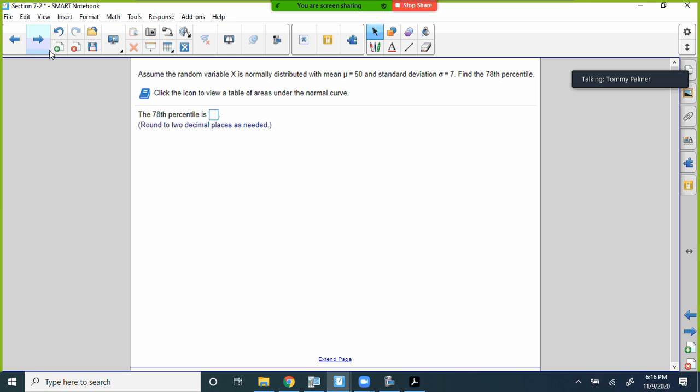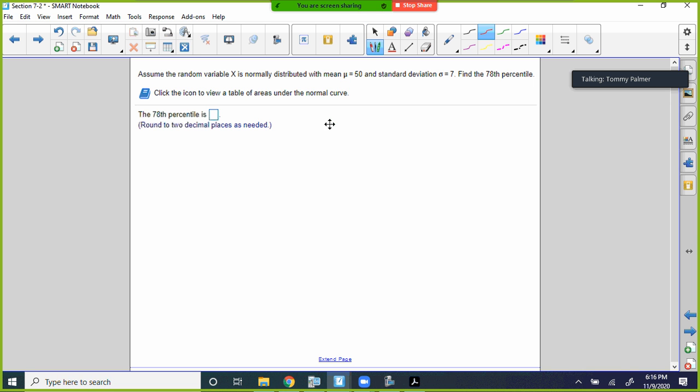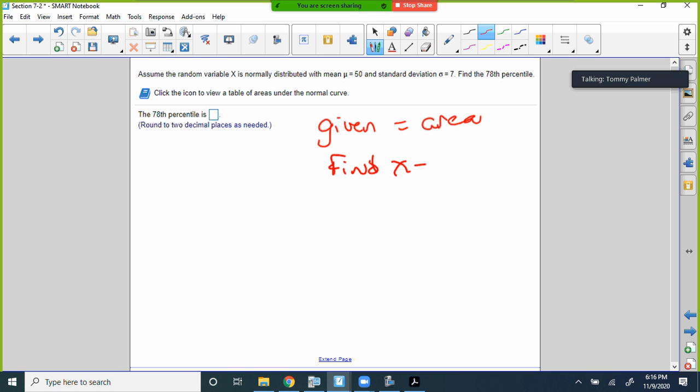Now, all right, so this is the last problem. So we're assuming a random X value with a mean of 50 and a standard deviation of 7. We're given the 78th percentile. Okay, what we're given is an area. Okay, we're given the area. We need to find what? What the X is, right? We need to find out what the X is, right? We need to find the X, right? We're given the area. Y'all agree?